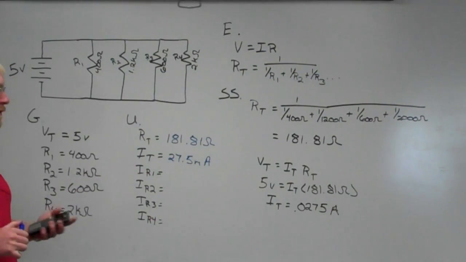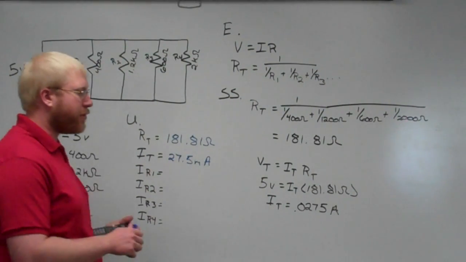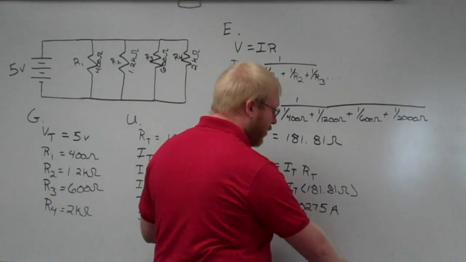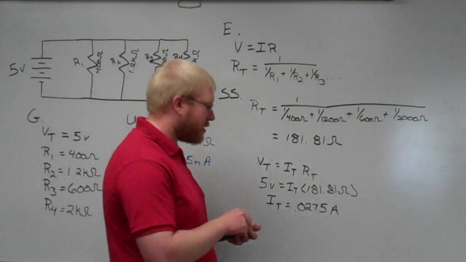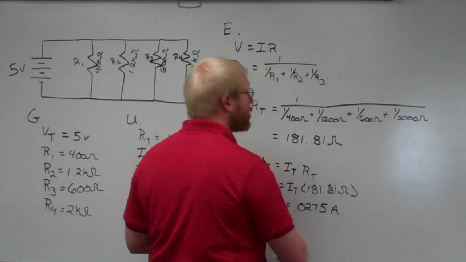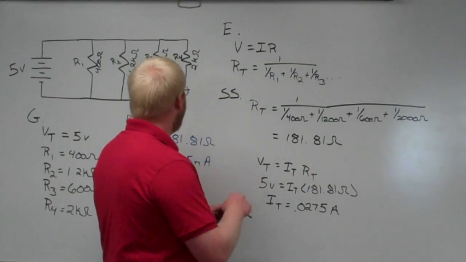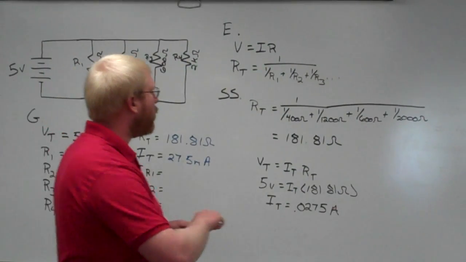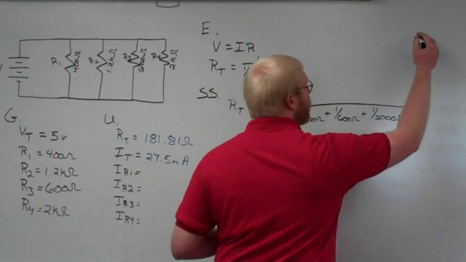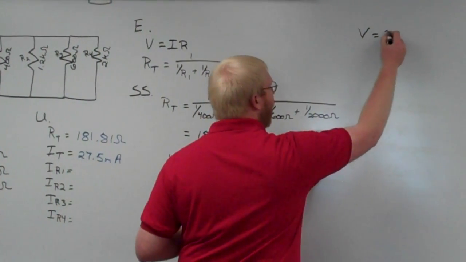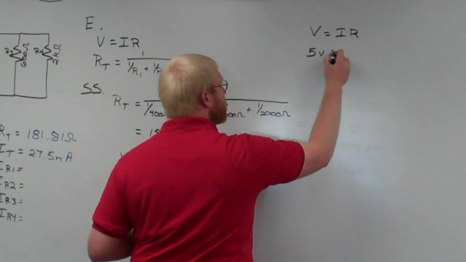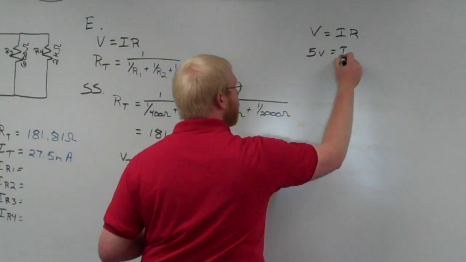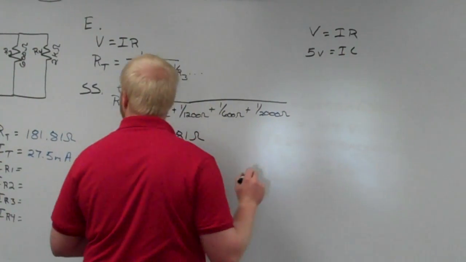Now that I have that, I can go ahead and start solving. I don't really need that to solve the other currents, but I can go ahead and start solving the rest of my currents. All of my currents are going to use that same V equals IR equation. So I'm going to come up here and start solving for different ones. I'm going to deal with resistor 1 first. We know V equals IR. I know that my voltage everywhere is 5 volts. And then my current is what I'm looking for. And each of my resistors I can plug in.